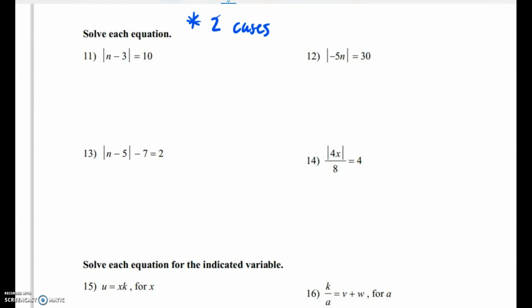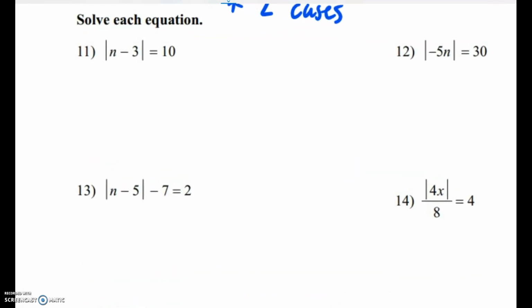If you look at number 11, the absolute value is isolated. If you look at number 13, it's not. So we'll show you what you need to do when it is and when it's not. When it is, you can just set up your two cases right at the very beginning. The way that you set up your cases is you write the same problem without the absolute value sign, and then you go ahead and write whatever's inside the absolute value, write that again, but then you set it equal to the opposite of the original equation.